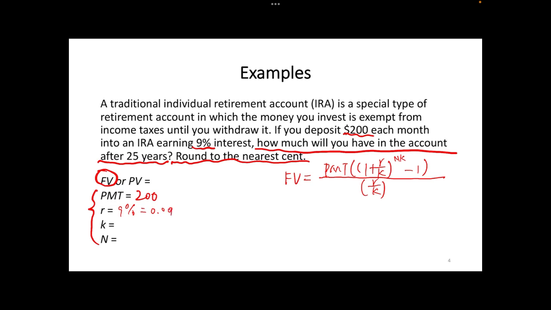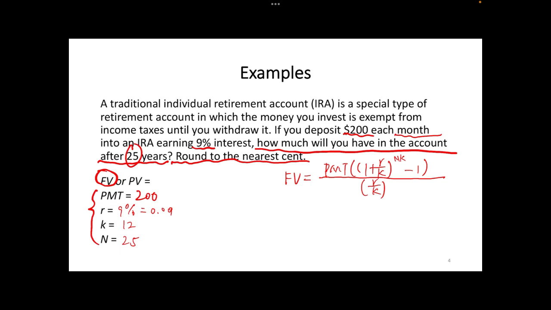K, how often is the interest compounding? We're doing the monthly, right? Monthly. So K equals 12. N, the time in the unit of years, right? After 25 years, so N equals 25.